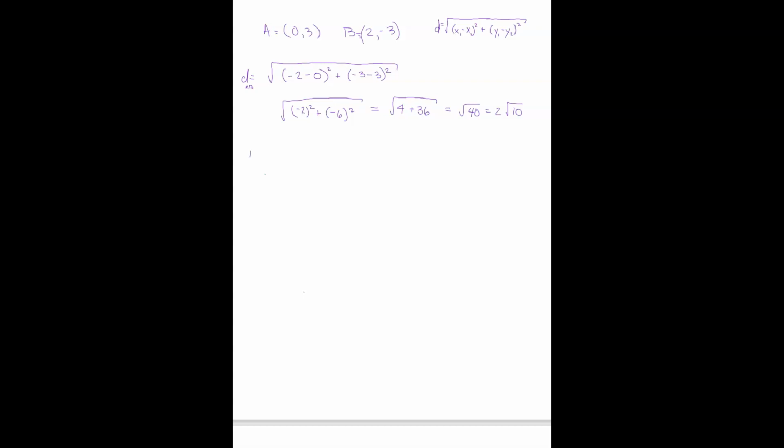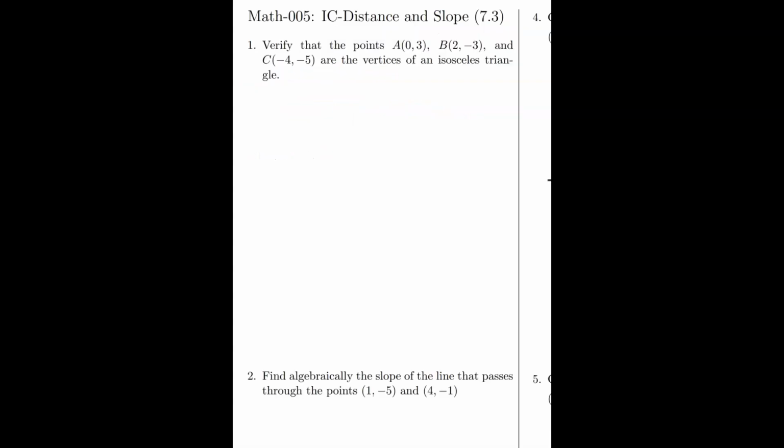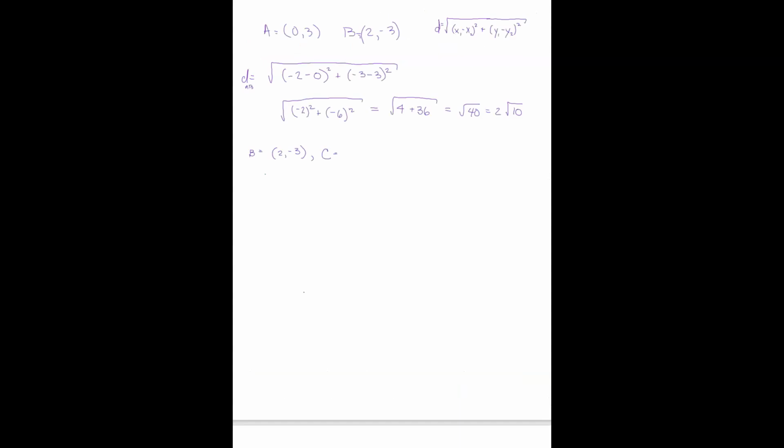So let's go ahead and take a look at B to C. That's going to get me 2 and negative 3 as my point, and then we're going to have C. Let me go quick back and take a look at what that is. Our C is negative 4, negative 5. All right, I'm going to do exactly the same thing as I just did. So I'm going to have my distance from B to C.